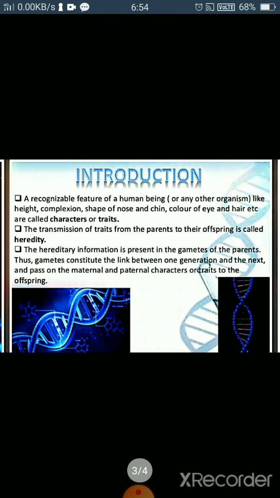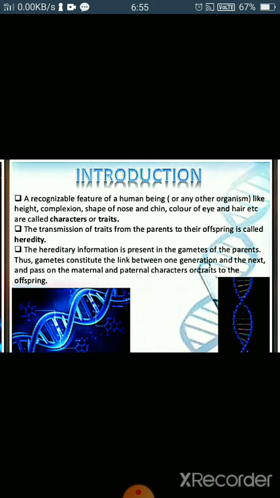Now you know the important terms of the chapter, so let's start again. The next word is traits or characters. These are the recognizable features of a human being, like their shape, height, complexion, color of eyes, and hair. These are called characters or traits. And heredity, you know, is the transmission of characters or traits from parents to the offspring.